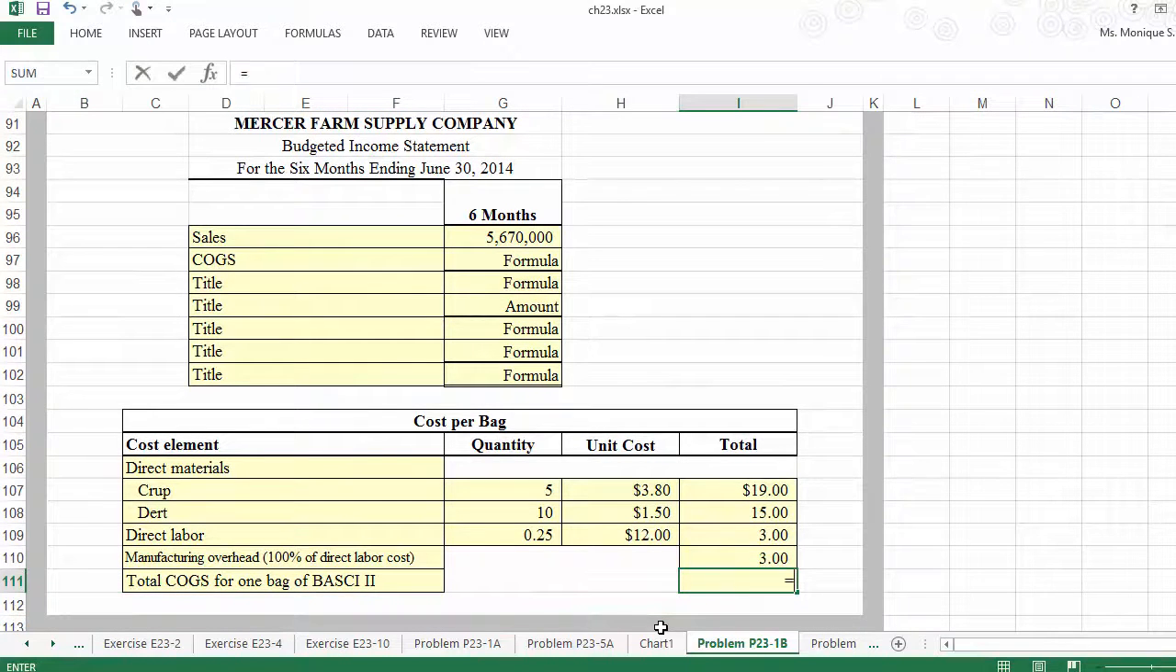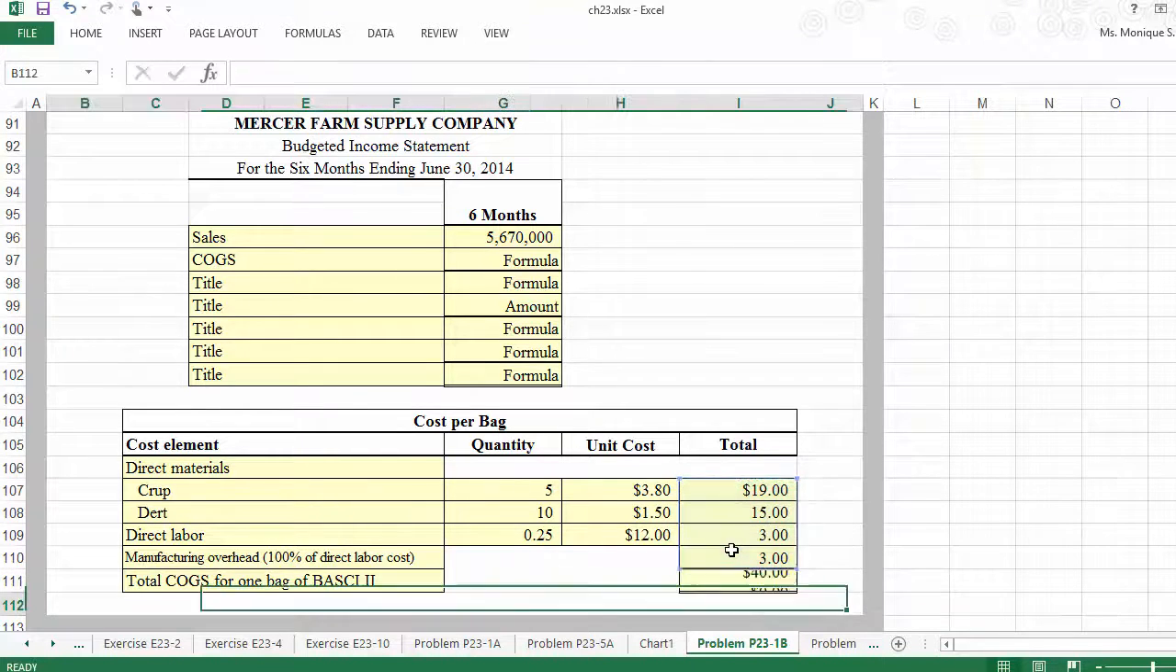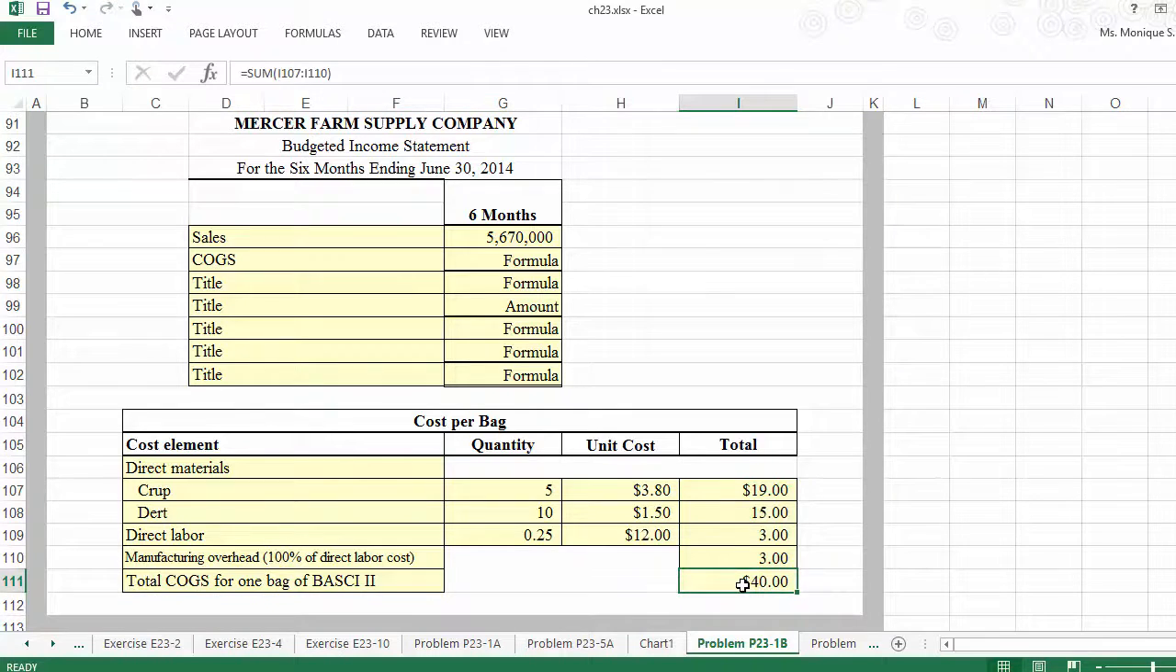And then we'll add it all up together. So it equals SUM, sum function, and we're going to highlight the range. So one bag of basic 2 costs us $40. So what that means is we're going to take the $40 and multiply it by the number of units sold.